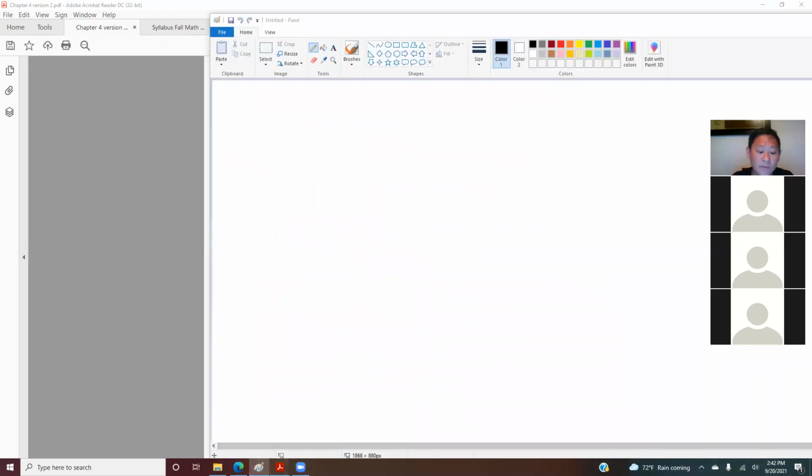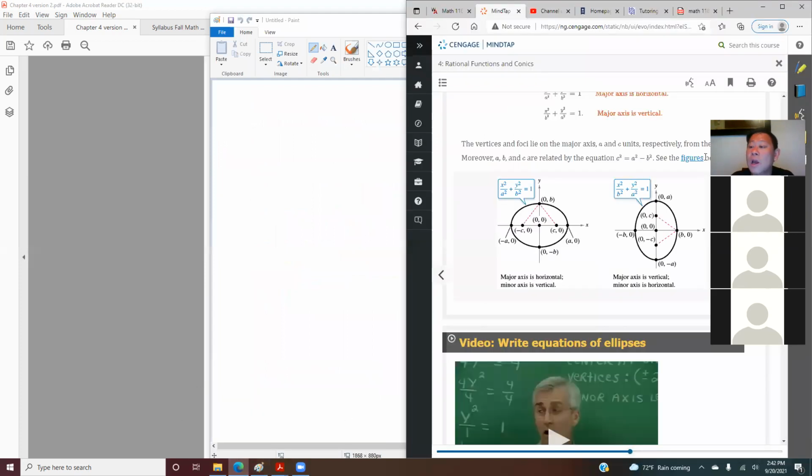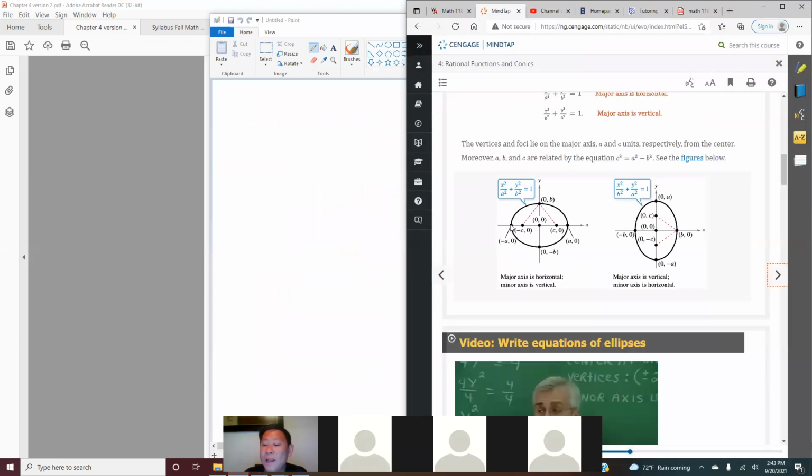Someone asked, where's the picture? So in other words, here is what a is: a is the distance from the center to your vertex. This is a, and if you go the other way, it's a. So the whole major axis is 2a, because you have a on one side and a on the other side. The minor axis means you go up and down if it's horizontal. So this is b and this is b, and the whole minor axis is 2b. That's the reason why a has to be bigger than b.